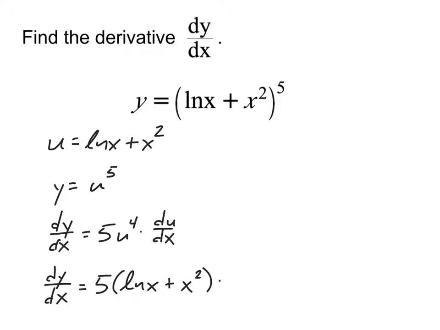So I'm going to go back up here, and I'm going to figure out, okay, what is the derivative of u with regards to x? That is, what's the derivative of this? And so that is going to be 1 over x plus 2x. So I can go ahead and now plug that in down here for the du over dx, 1 over x plus 2x.